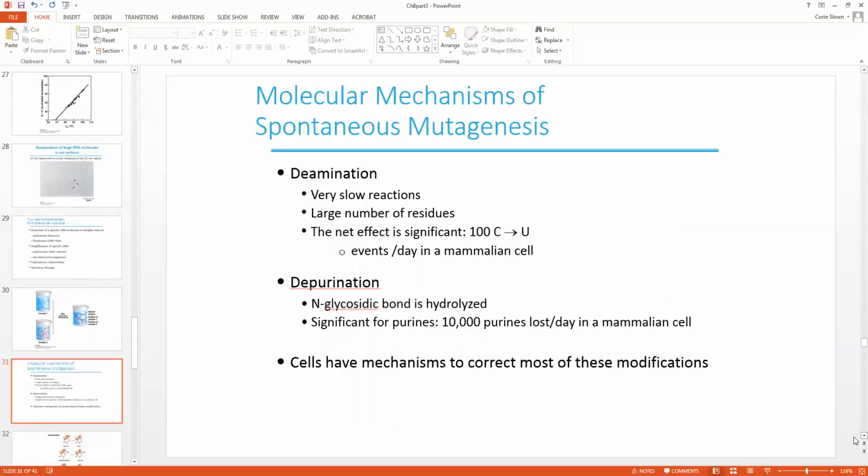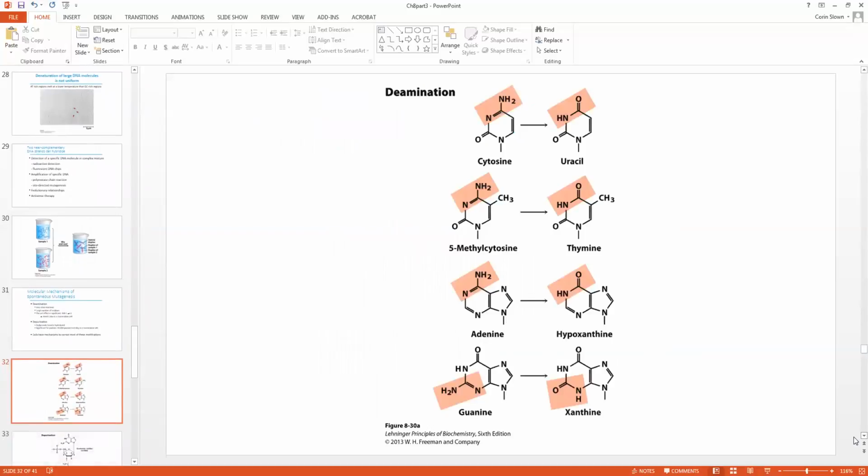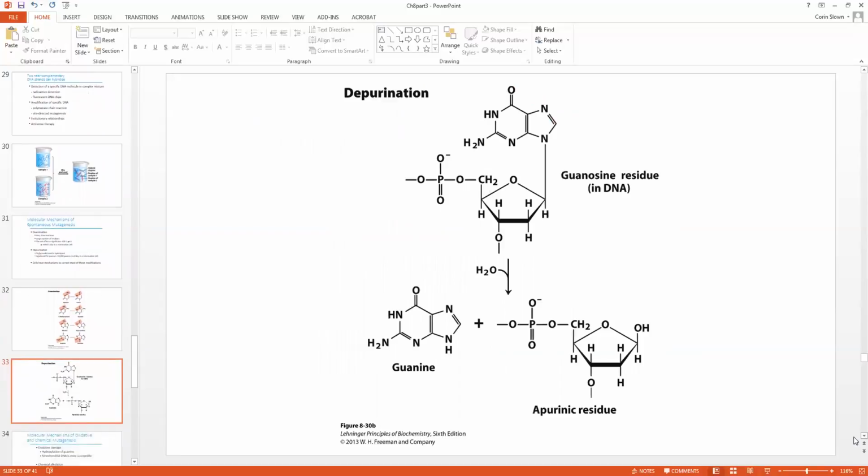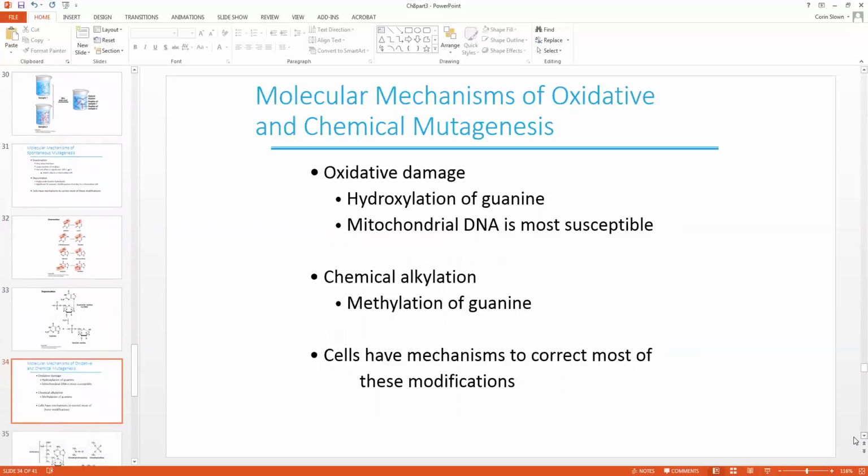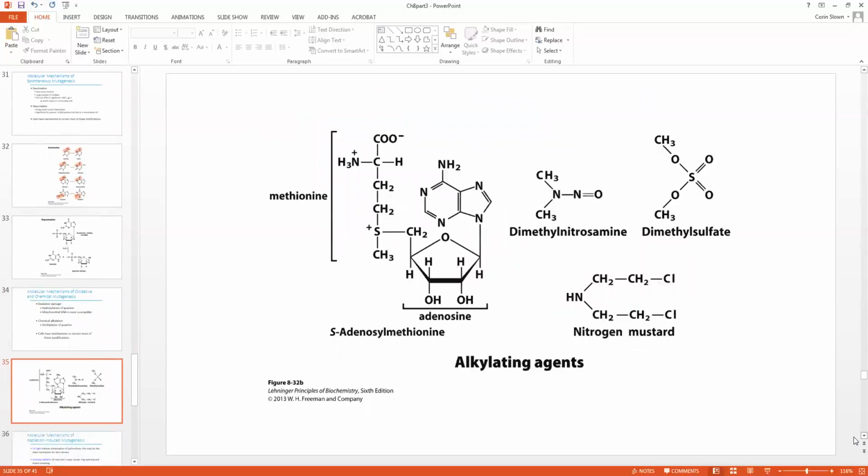And if I wanted, say, for example, to look at spontaneous mutagenesis, I would be able to do several different things. I could look at deamination. I could look at depurination. And what's interesting is that most cells have mechanisms to correct for these. So deamination you can see here. Depurination you can see here. I also, though, see oxidative damage. Mitochondrial DNA is most susceptible to oxidative damage. I also see chemical alkylation. And again, cells have an ability to correct some of these changes. So here, alkylating agents.